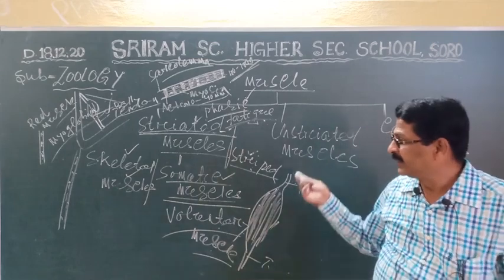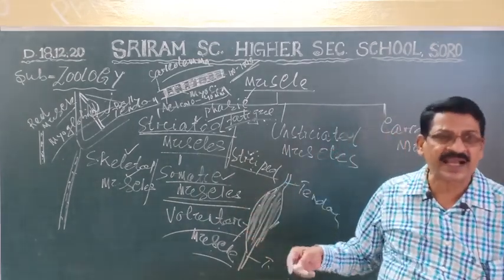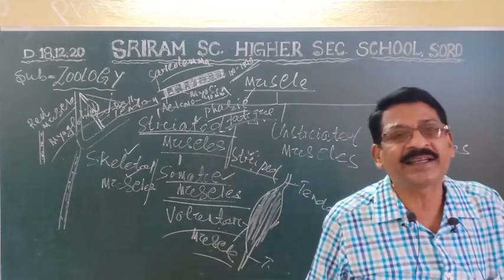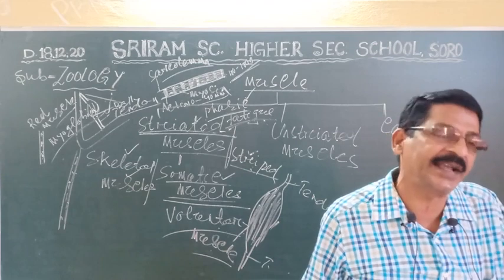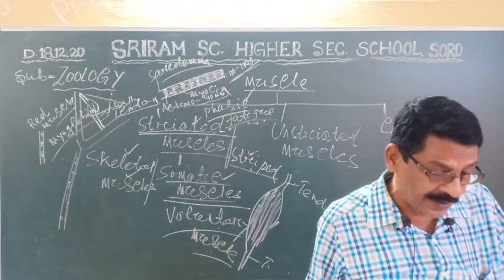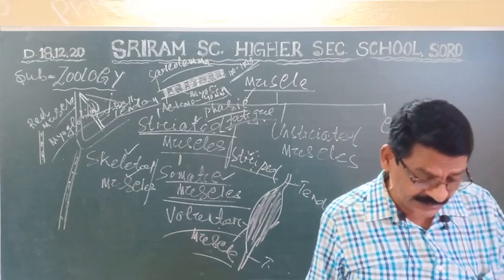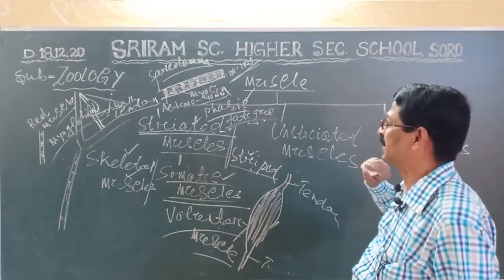Clear? And this type of muscles are used at the time of weightlifting, short running and high jump, etc. Clear? So this is all about, in brief, the striated muscle. Clear?